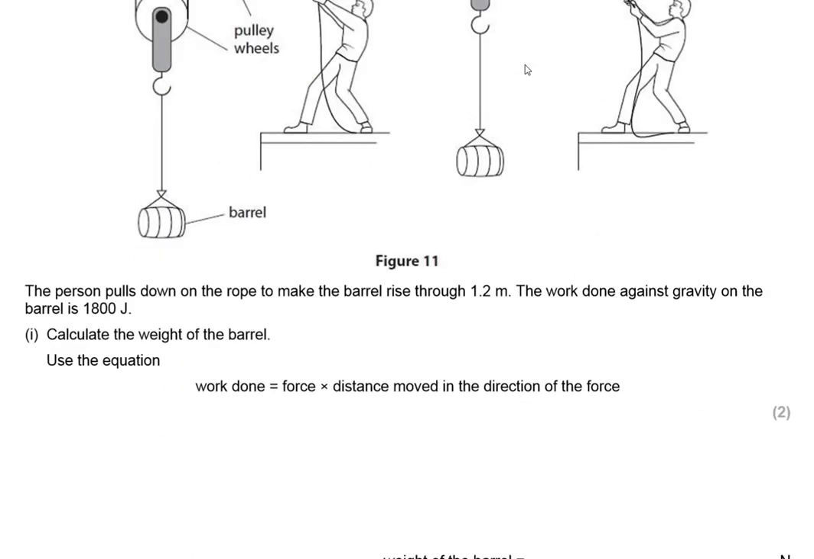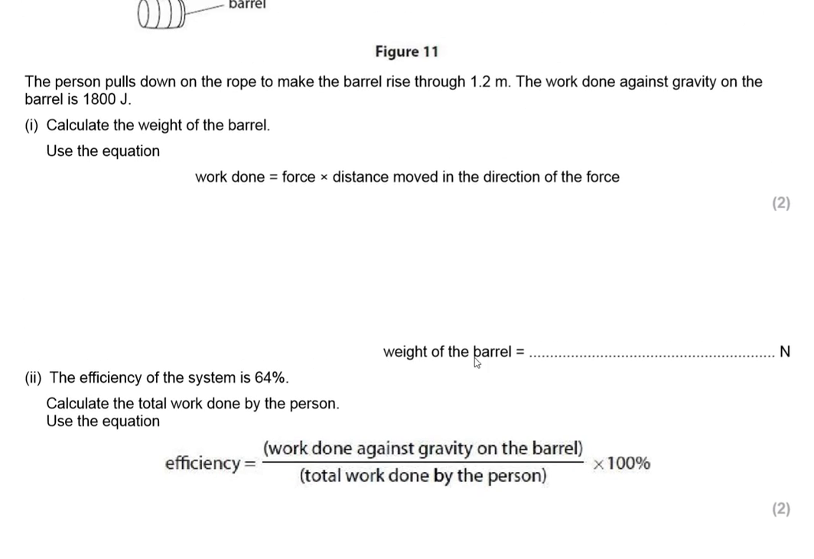Again, fix yourself. We have this one. Now this one is straightforward. The weight. What is weight? Weight is a force. So you need to work out the force. So rearrange this: force is equal to work done over distance. Now the work done, we know the work done is energy.